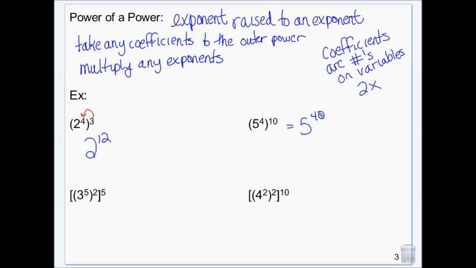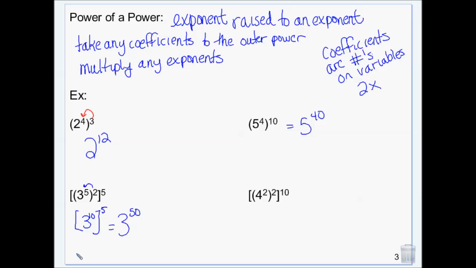And then the fun one. Here, I start inside. My order of operations tells me to start on the innermost and move out. So I'm going to do 3 to the 5th squared first. That gives me 3 to the 10th. Then that's raised to the 5th, so 3 to the 50th.